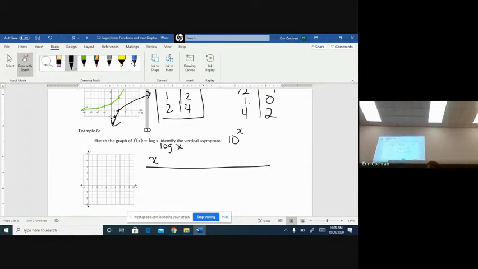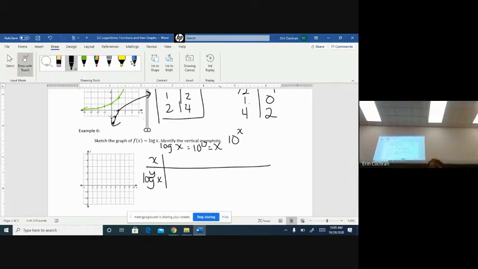Is everyone okay with that? All right. So log of x, this would be my y, right? You guys okay with this so far? All right. If we want to look at x, x is what we're trying to find. 10 to what power would get me to x, right?